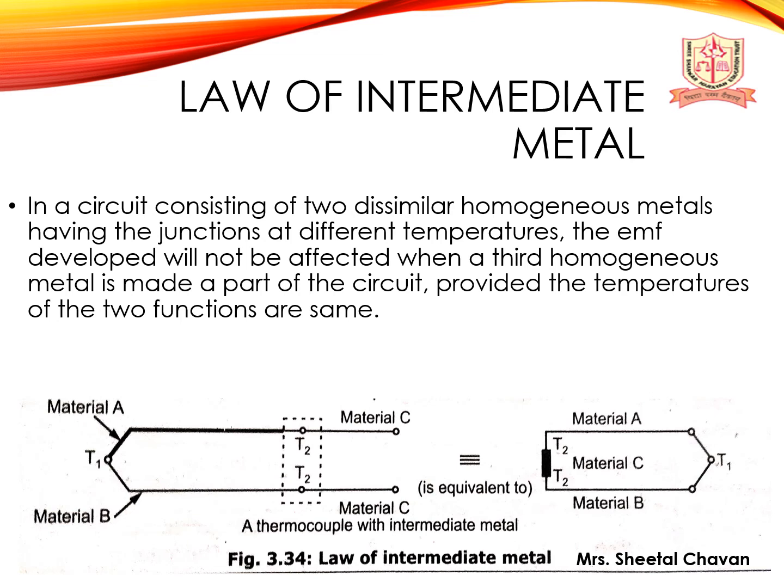So this is the diagram of the law of intermediate metals. Metal A and metal B are there, having the temperatures at the end points T1 and T2. So when the third metal is inserted, but the third metal should have the same temperature, there will not be any change in EMF.